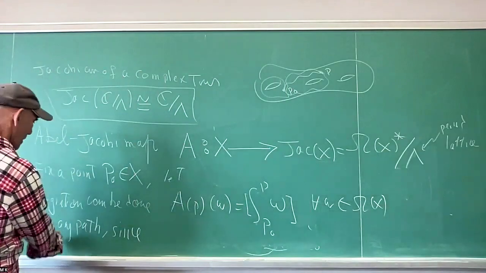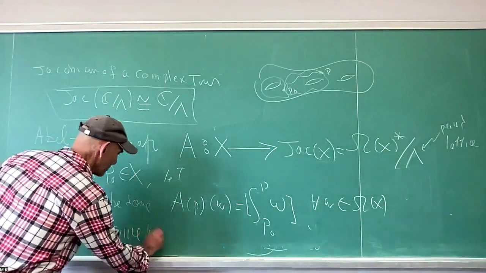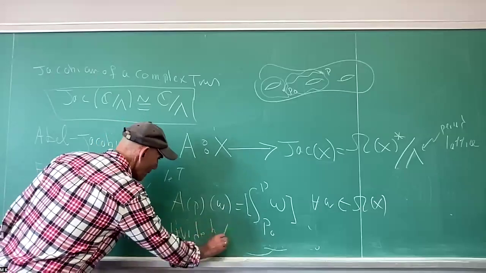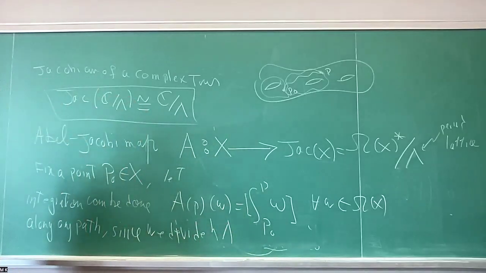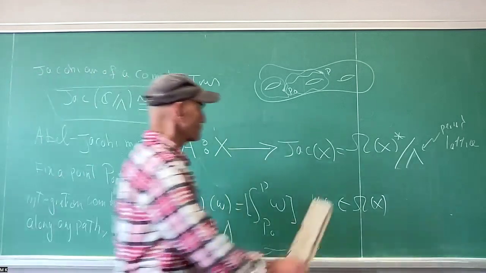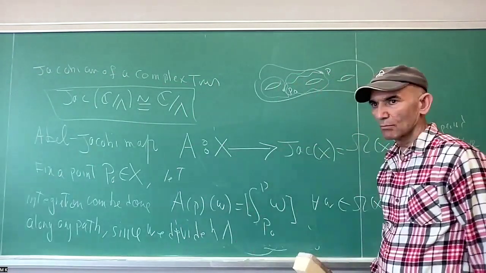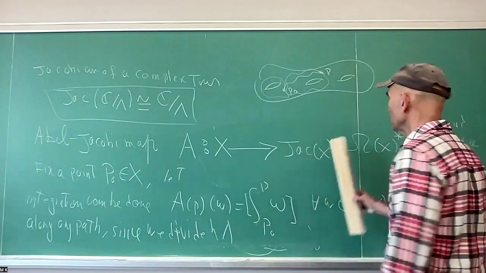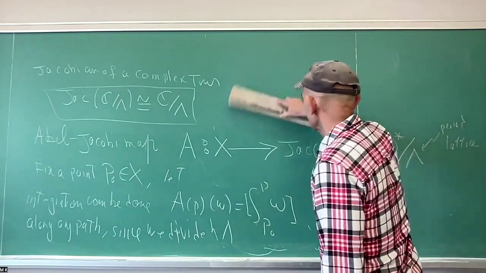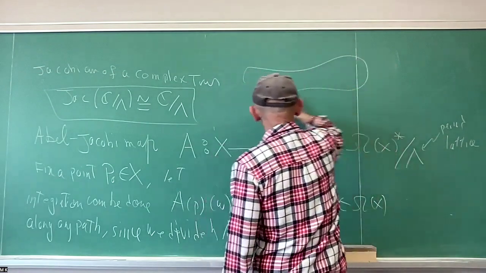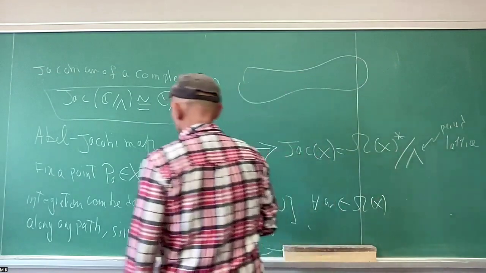So let me write it: along any path, since we divide by lambda, which is the period lattice. Do you see this? Is that okay? So let me draw a picture. That's the easiest way to prove this. So here is our thing.